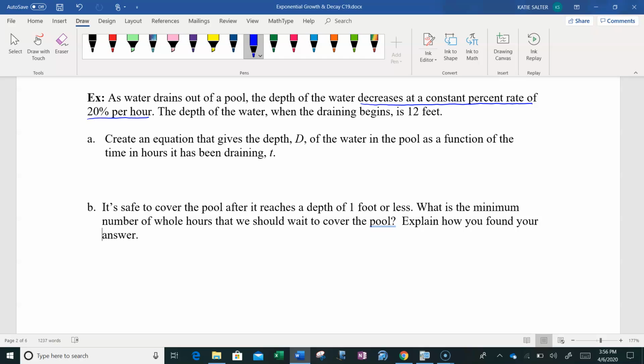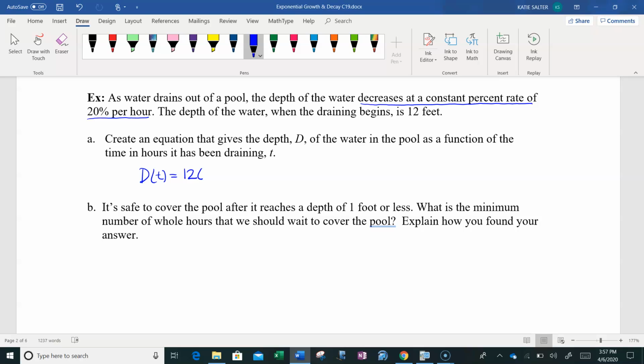The depth of the water when the draining begins is 12 feet. Anytime we're creating any exponential function, we need two things. We need to know what was the initial value and what was the multiplier. So in this case, if we want to write a function that would describe the depth of the water of the pool as a function of time remaining in hours as it's drained, we could call this function d of t equals, remember we always put our initial value first, so we would say 12 times, and then we need our multiplier.